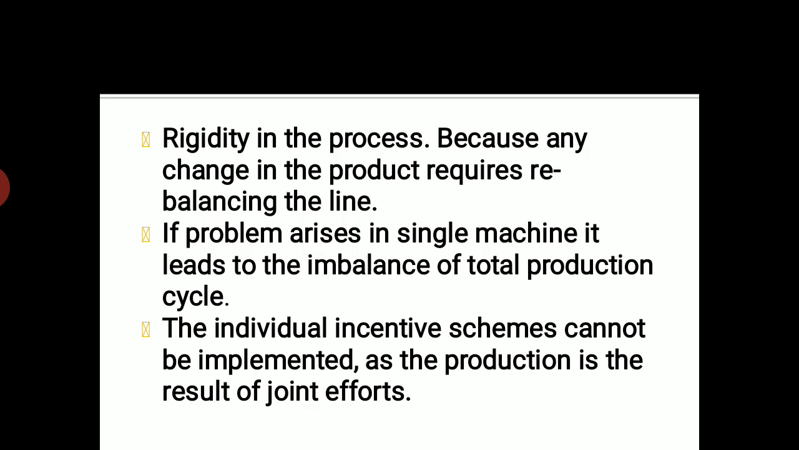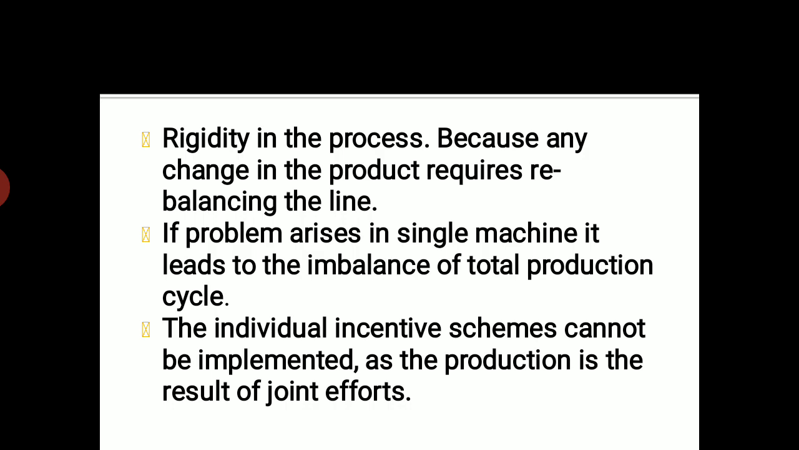If a problem arises in a single machine, it leads to imbalance of the total production cycle. Suppose one single machine is not working, say the third machine at the third stage, then the fourth and fifth stages have to wait, and those machines will be idle, because unless you make the third machine work, the total production cycle will be enlarged, or it will be a lengthy one. The individual incentive schemes cannot be implemented.